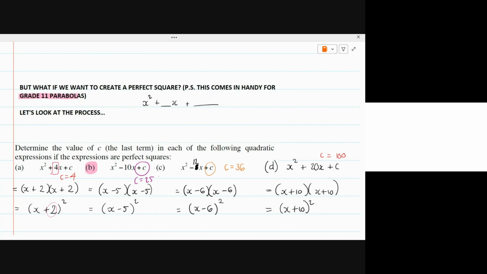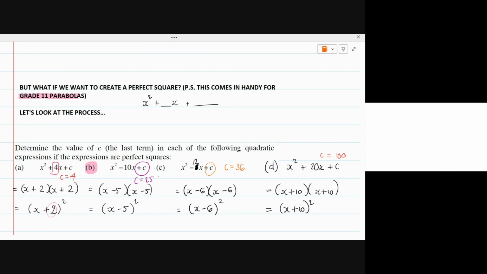That's it. That's correct, Valessa. That's it. You are spot on. We're just taking double the number in the middle, or half of the number in the middle, and squaring it. Is everybody understanding what's going on here?